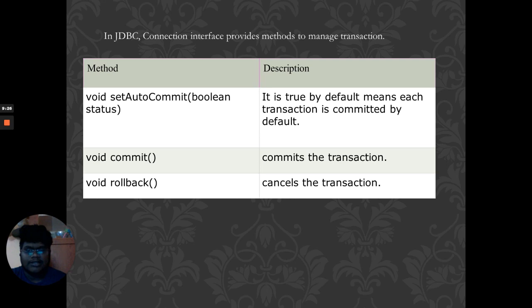Let's first learn the description and then we'll go into the deeper meaning of it. So void setAutoCommit is true by default, which means each transaction is committed by default. When we use this method, for every transaction the database is committed. Next, void commit commits the transaction, which means the single transaction is committed, not the whole sequence of transactions. And void rollback cancels the transaction which we performed before. So this is how we manage the transactions in JDBC.